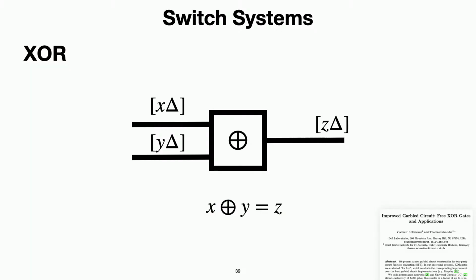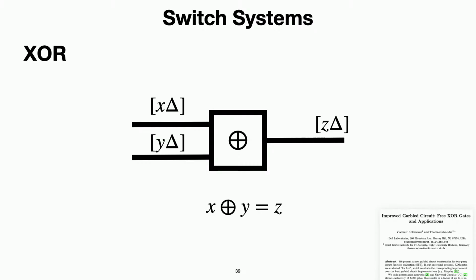All right, so the second gate in this model is a simple XOR. Take two wires, add them together to compute the third one. This is completely free. This is the observation of Vlad Kolesnikov and Thomas Schneider from almost 20 years ago now.